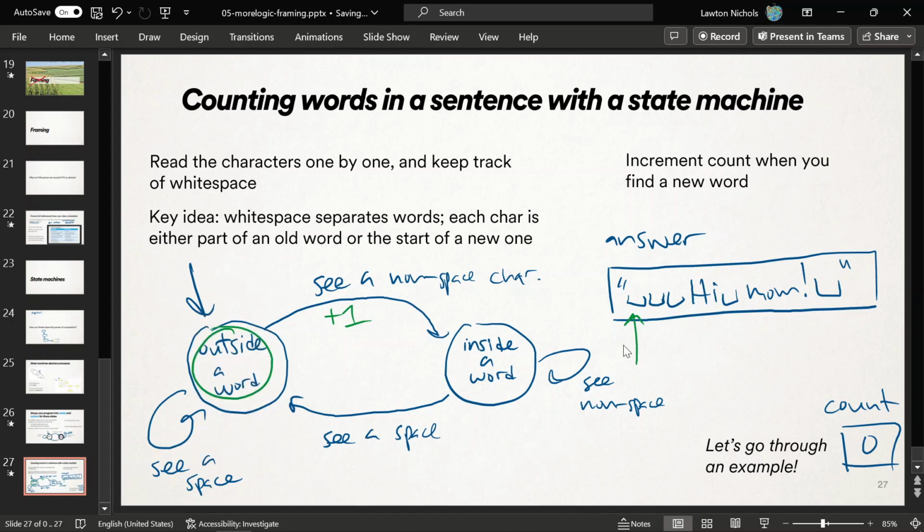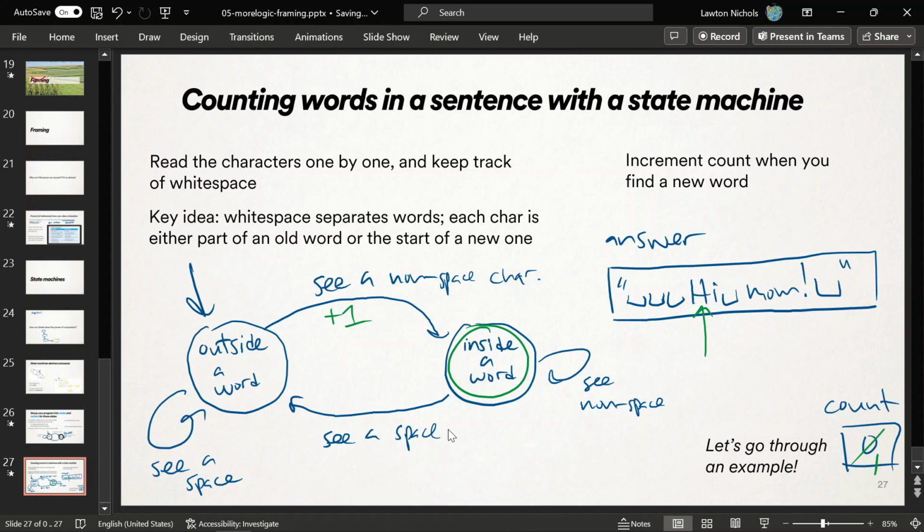All right? I haven't seen anything real yet. See another space character. I follow the see a space transition. There's no way. Can't follow this one because I did not see a non-space character. So I'm still outside of any word. See? Space. Still outside of a word. Still run that. Stay in the same state. But now I see an H. Ooh. I can't follow this transition anymore because I did not see a space. I saw a non-space character, and so that moves me from here to inside of a word. Ooh. And I should add one if I ever follow that transition because I just saw a brand new word.